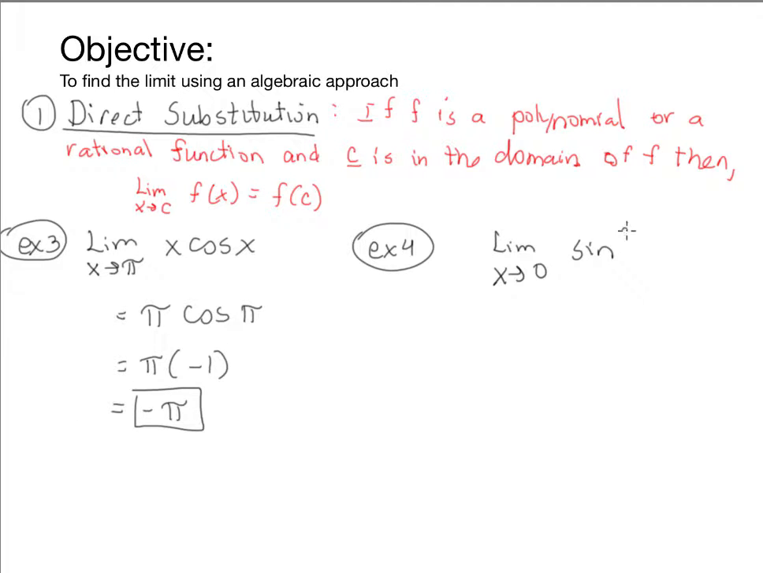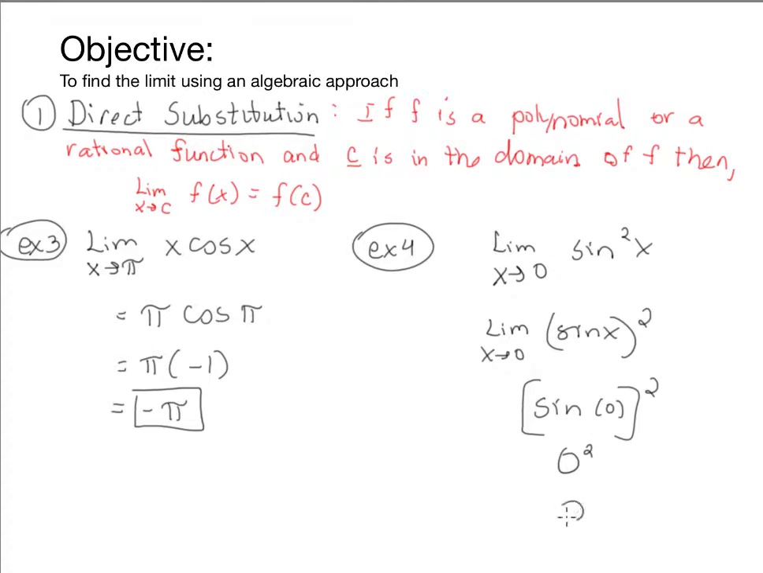All right, let's look at another trig one. We have the limit as x approaches 0 of sine squared of x. So let's rewrite that using our properties. That would be the limit as x goes to 0 of sine of x, quantity squared. Now using direct substitution, that's sine of 0, and then that answer squared. Sine of 0 is 0, and 0 squared is 0.